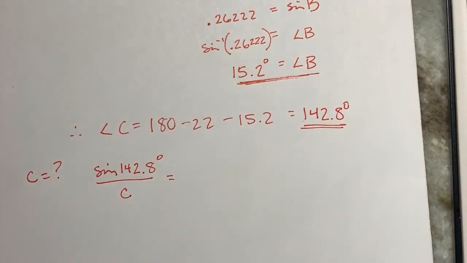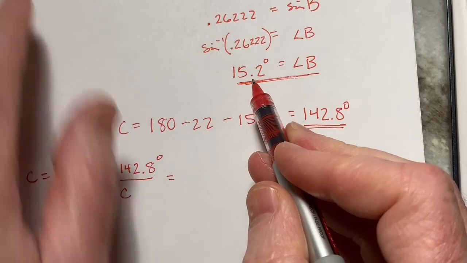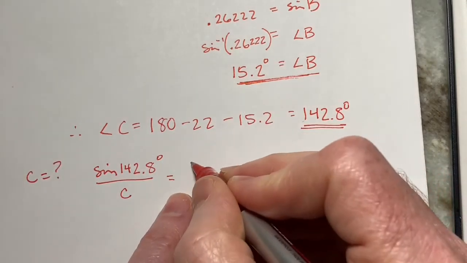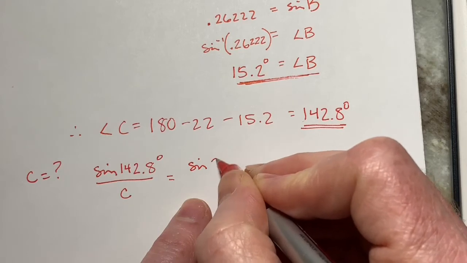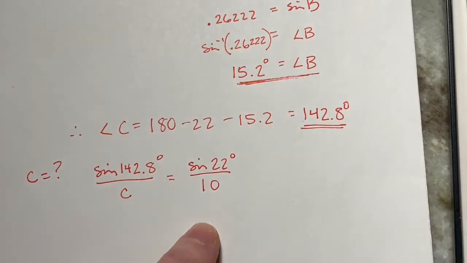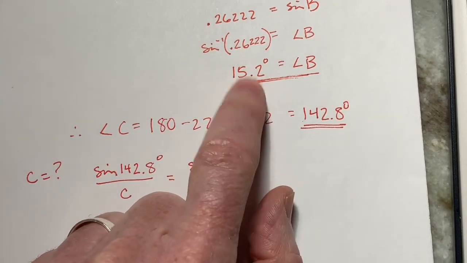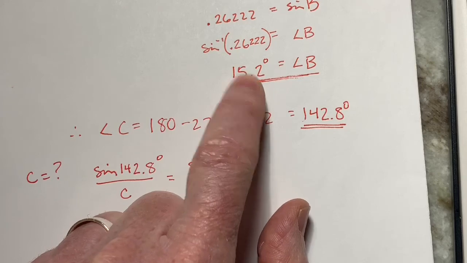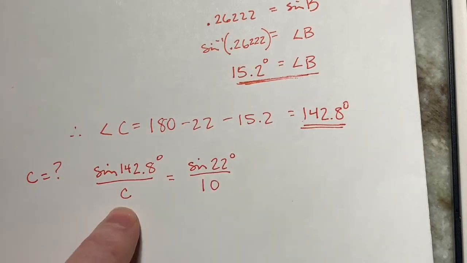And then now you can pick anything you want. Now I've got to be honest with you. I can use angle B, but I would rather use angle A because it was given to me. So I'm going to do that. I'm going to put the sine of A here, 22 degrees, over the side A, which is 10. And that way I don't have to worry about going back up there and finding the exact value of that 15.2. I can just use the given values. These were both given. Okay, so all I have to do now is find side C.